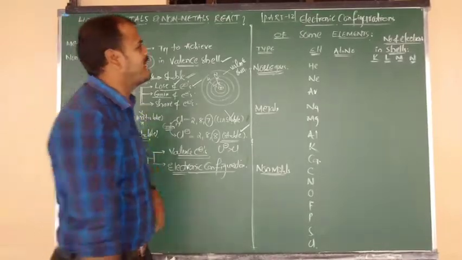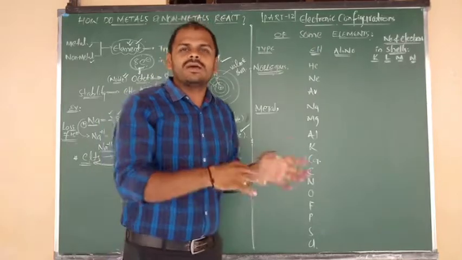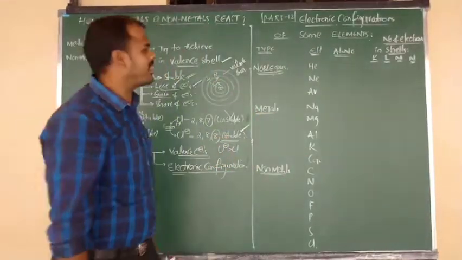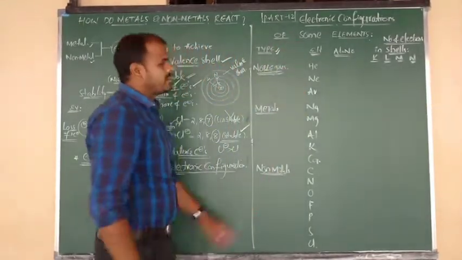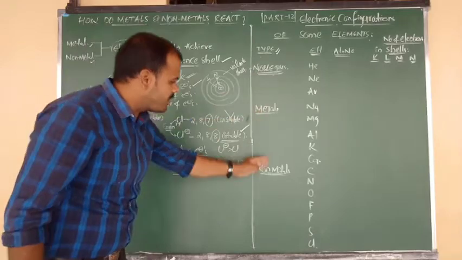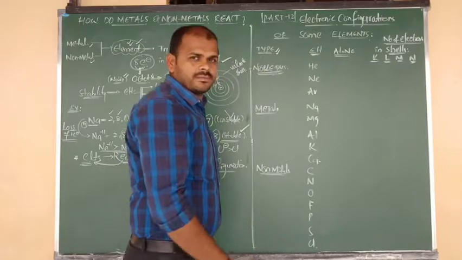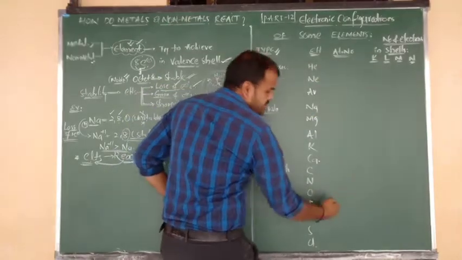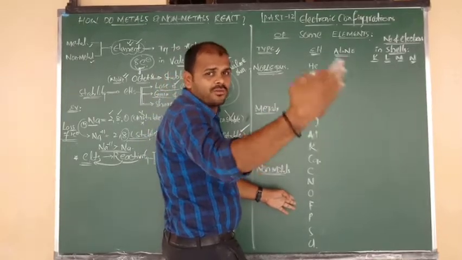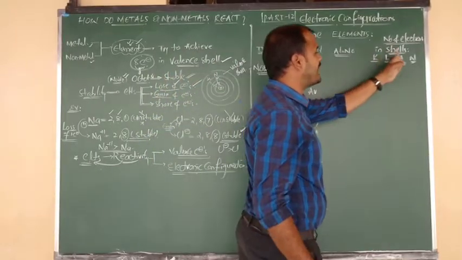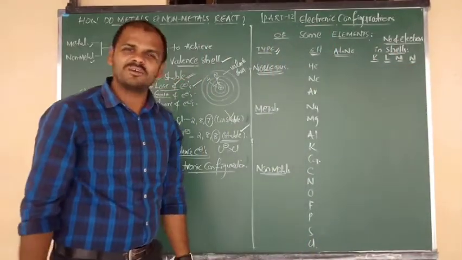We will discuss the electronic configurations of some elements, which are already inside the textbook. In the first column I have written the type of elements, maybe noble gases, metals or non-metals. Here I want to write the list of elements and their atomic numbers. And for the respective elements, the first orbit, second orbit, third orbit, fourth orbit, nothing but K shell, L shell, M shell, N shell, how many electrons are there in those shells. Everything we have to discuss now.